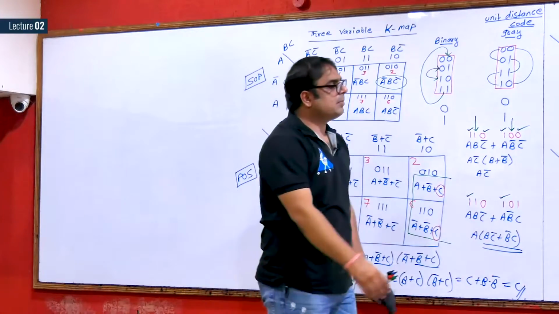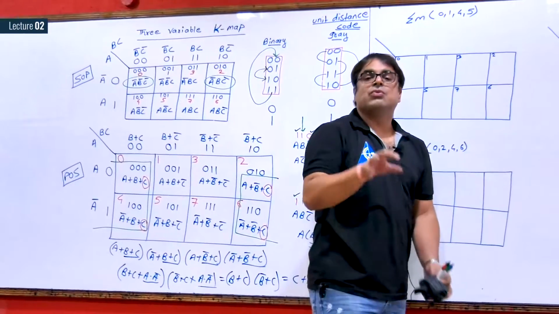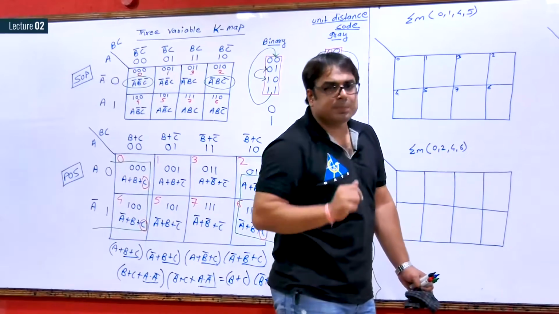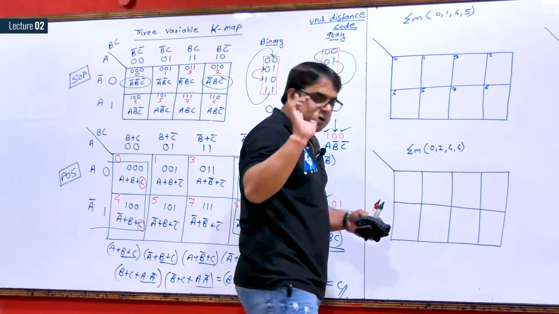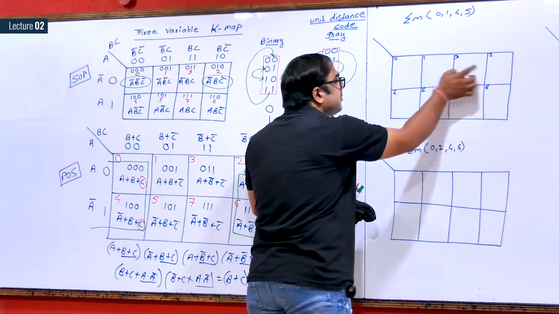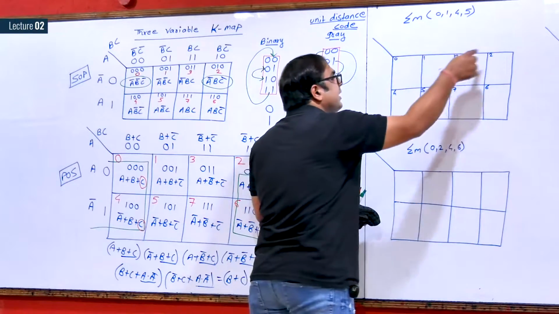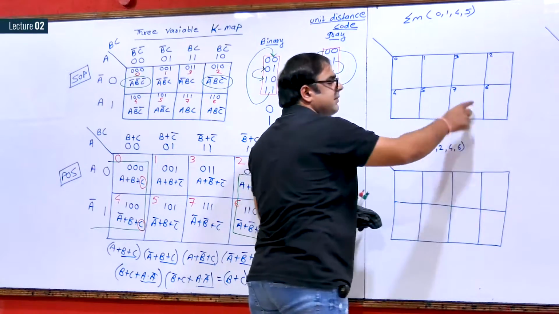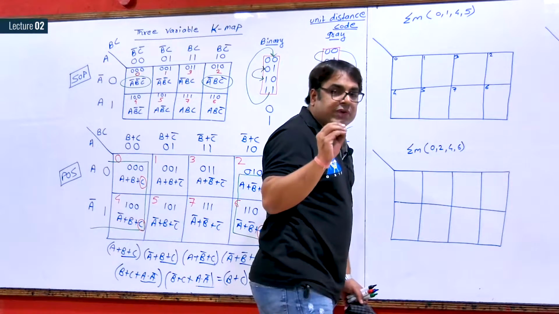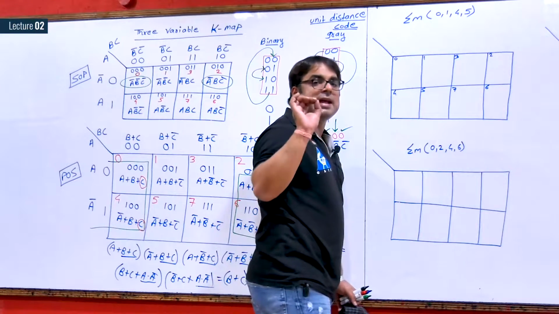Now, let us try some basic questions. First, I am targeting SOP, then I will also practice POS. Now see, what things are common? These cell numbers are common whether you go for SOP or you go for POS. 0, 1, 2, 3, 4, 5, 6, 7. The cell number is irrespective of SOP and POS.